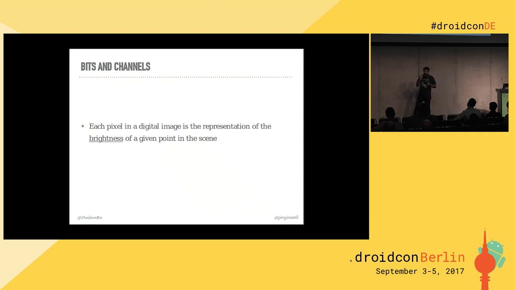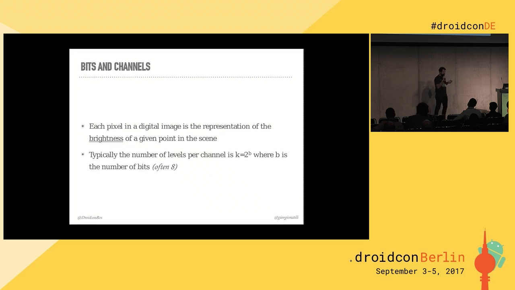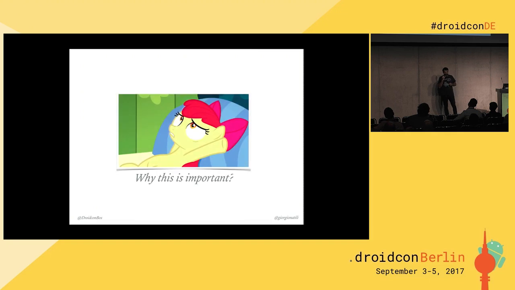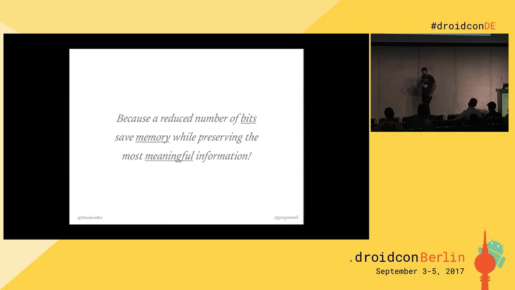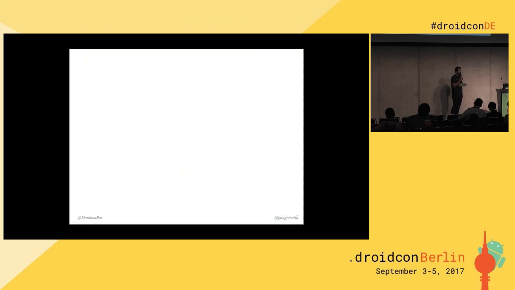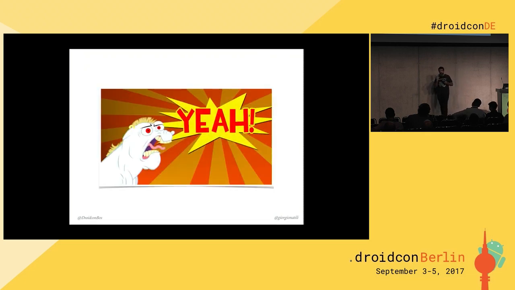Why? Because each pixel is a representation of the brightness of a given point, and typically the number of levels in every single channel is represented by k equal to 2 to the power of b. b is nothing more than the number of bits, and often it's 8. Why is this important? It's important because a reduced number of bits is the key to process images faster and effectively on whatever device. At the end of the day, a colored image gives you a lot of information, but a grayscale image is not so bad.